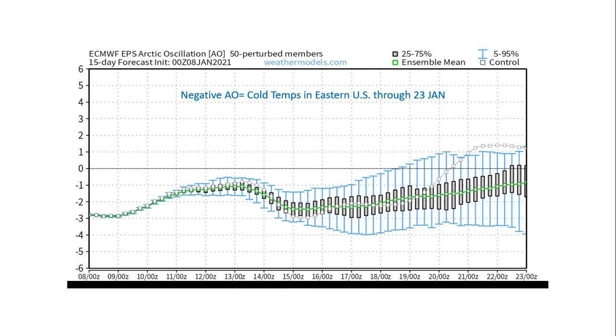What about the European Ensemble Prediction System, EPS? 50 perturbed members, 15-day forecast out through the 23rd of January. Notice the green line here, that's the average, the ensemble mean of all the members. There's 50 members in this particular ensemble model, and the green line is the average of all those members. And we stay, again, in negative territory according to this model, out through the 23rd of January. That would equate to colder temperatures in the east.